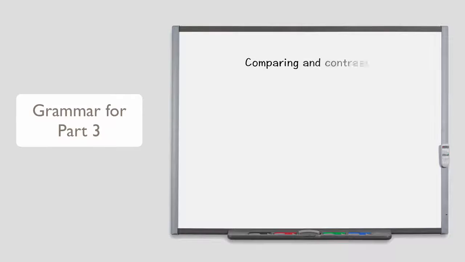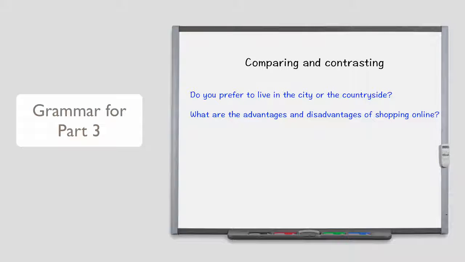Let's look at questions about comparing and contrasting. The examiner may ask you to compare and contrast something. For example, do you prefer to live in the city or countryside? What are the advantages and disadvantages of shopping online? How does London compare to your hometown? If you get these kinds of questions, you should try to use appropriate connecting words and comparative structures in your answer. If you want to introduce a contrast, use words and phrases like however, on the other hand, or though.